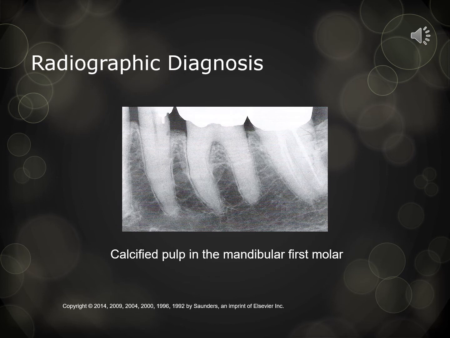Slide 43 shows calcified pulp in the mandibular first molar, along with partial calcification in the bicuspid. This would be important for an endodontist because when they go in there to use their files, they're not going to go down there as well as they would if there was just a plain canal.